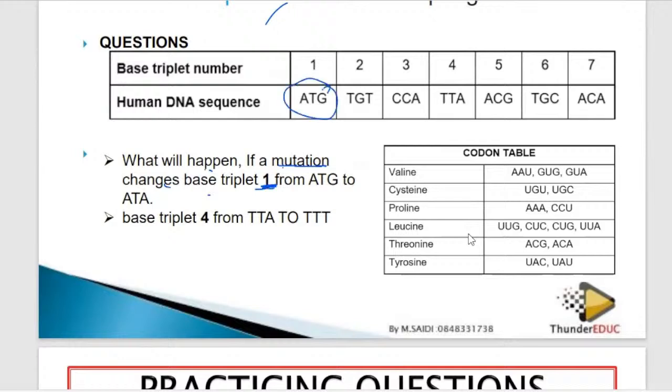Triplet number 1, it's this, from this to this, it means that this has been changed. Is it clear? You changed G to A. So now what you do when they ask you such a question, you first identify what is here. It is a codon. What is given here is DNA. Therefore, I have to convert this into messenger.